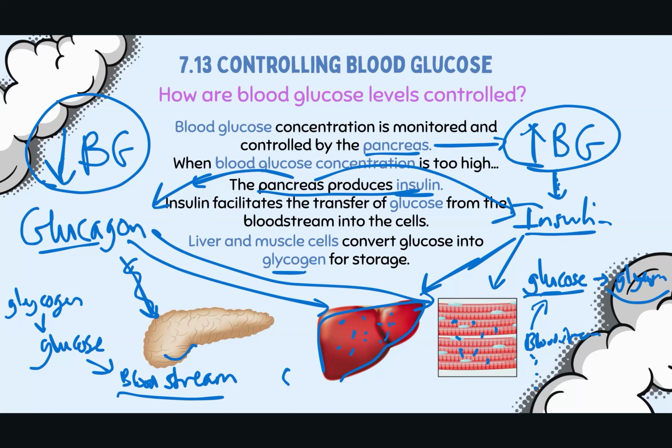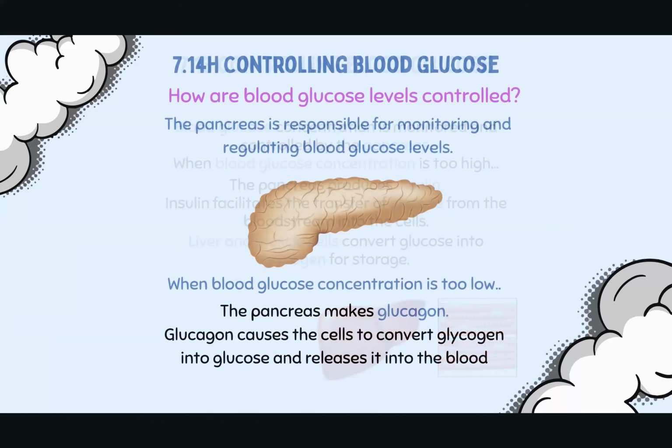This is another example of negative feedback. If the blood glucose levels go too high, insulin is released and the blood glucose levels come back to normal. If they go too low, glucagon is released and that causes glucose to be put back into the blood.